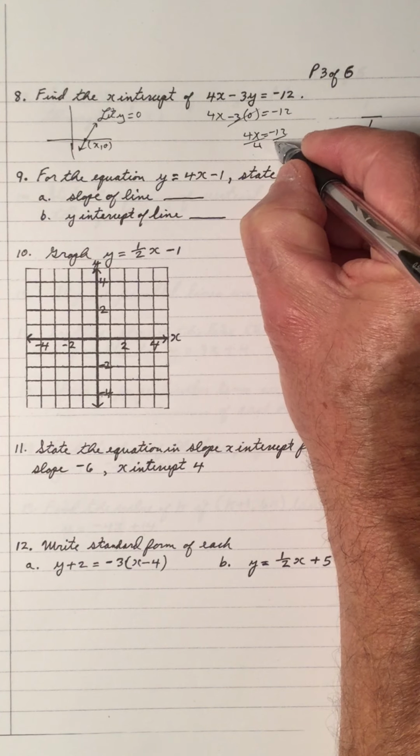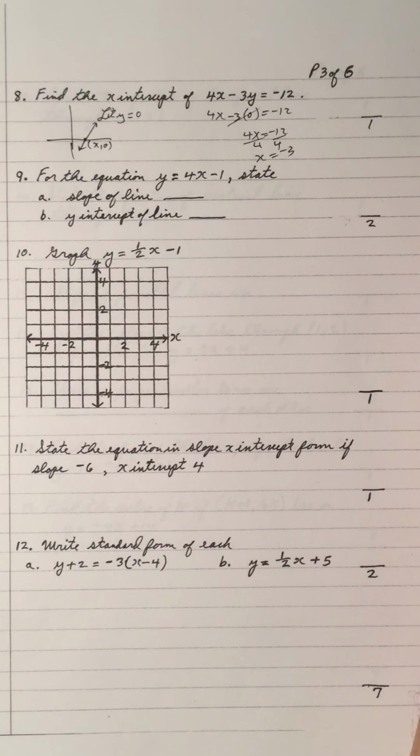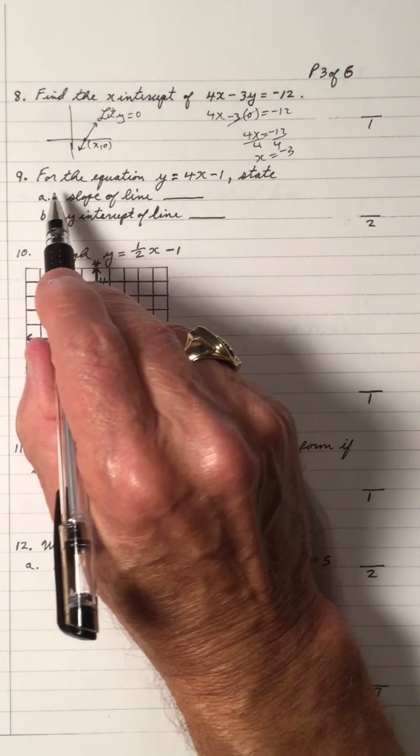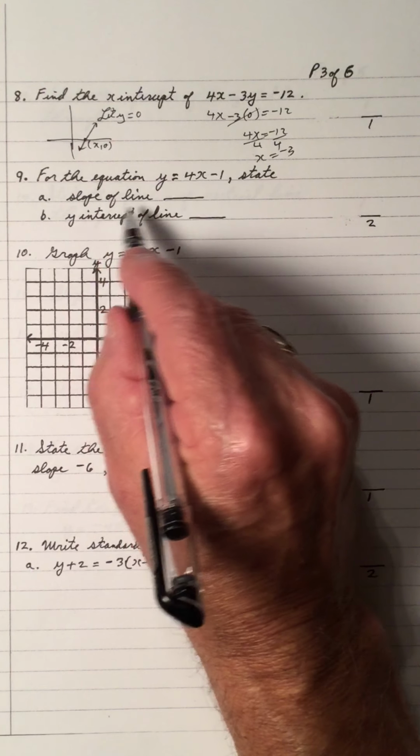Divide by 4. So x equals negative 3. So the x-intercept is negative 3. For the equation y equals 4x minus 1, state the slope of the line.